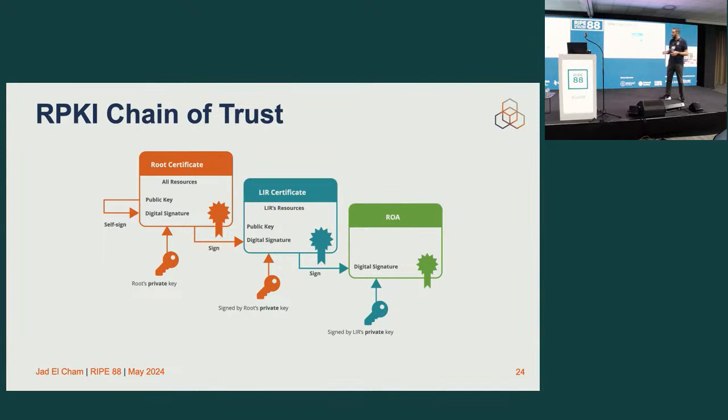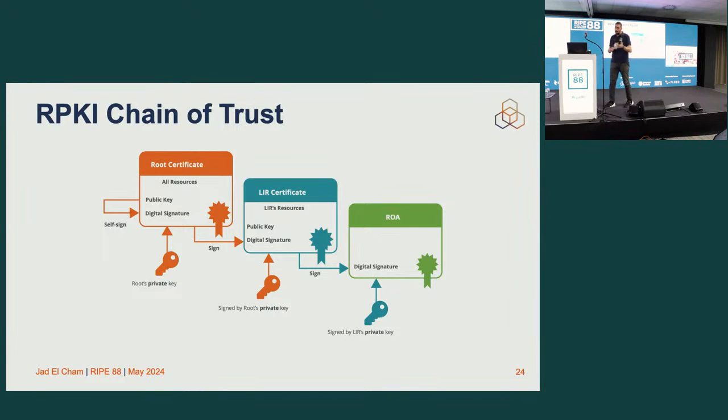It all starts with the root certificate. That's the orange one. This is the root certificate of, let's say, the RIPE NCC or ARIN or the other RIRs. It contains the public key of the RIPE NCC, us, and it is digitally signed. Now, how do we sign it? We sign it with our private key. You'll never have access to our private key. All right, so we sign it ourselves, so it's a self-signed certificate.